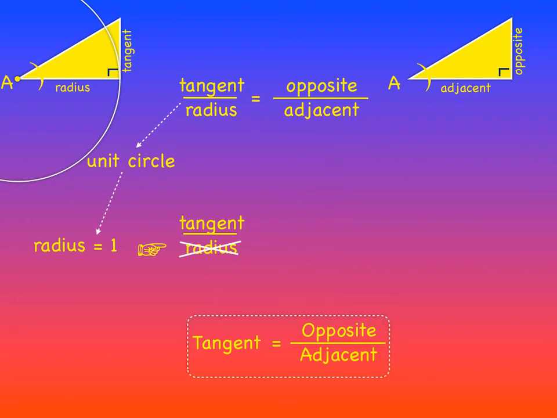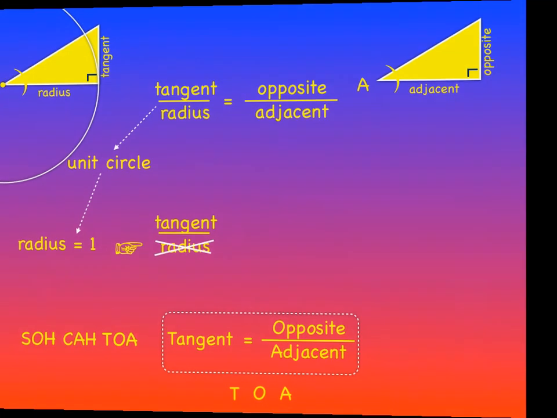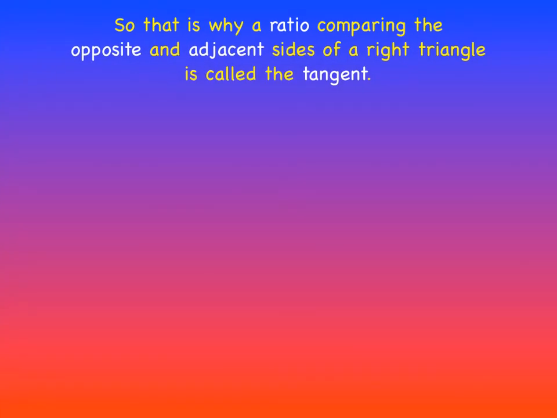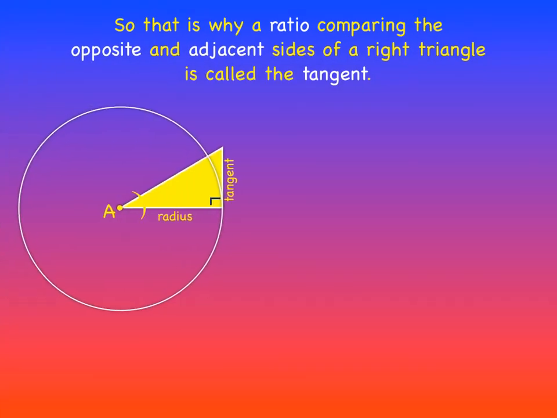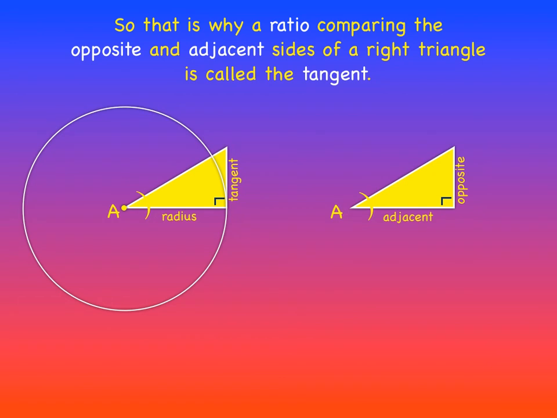And that's our definition. Tangent, I'll put a T there for tangent, equals opposite, there's an O for opposite, over adjacent. TOA: tangent equals opposite over adjacent. TOA, I bet you've seen that before. Your teacher probably told you all about SOHCAHTOA. Well, that is why a ratio comparing the opposite and adjacent sides of a right triangle is called the tangent.